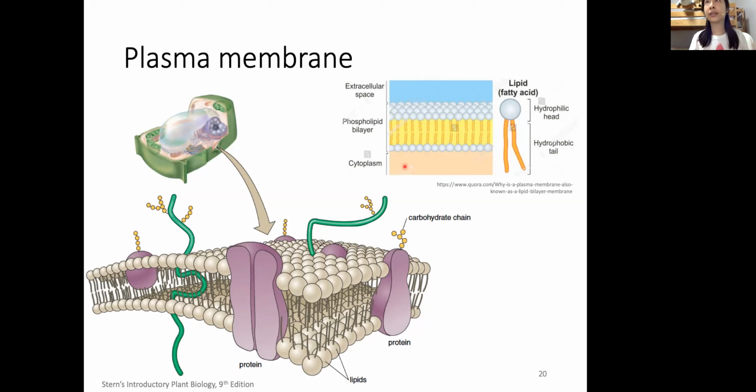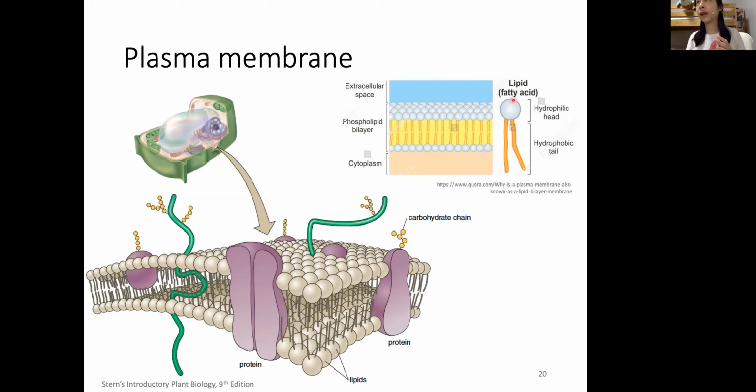If you notice, outside of the cell and inside of the cells are a substance like water. We call this substance hydrophilic substances. And if you have to separate between the two, you need to have something that does not dissolve in a hydrophilic environment. So the plasma membrane has that property.